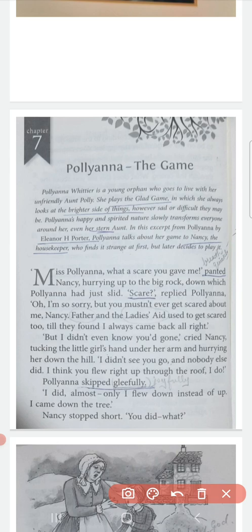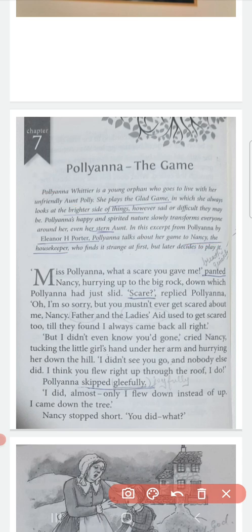Now, how many characters can we see here? One is Pollyanna, the little girl. Second is Aunt Polly, and third is the housekeeper. What is the name of the housekeeper? Nancy. So, in this full story, we are going to deal with almost three characters. Come on, we will read the lesson.